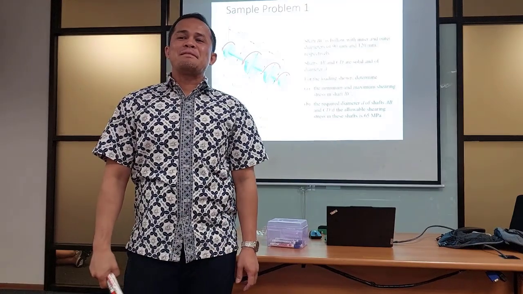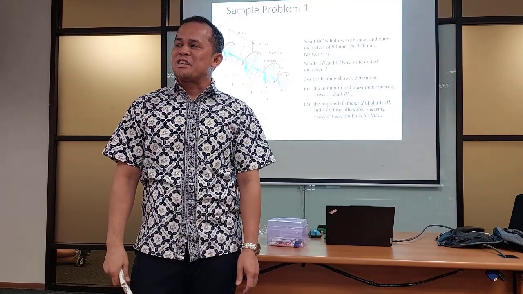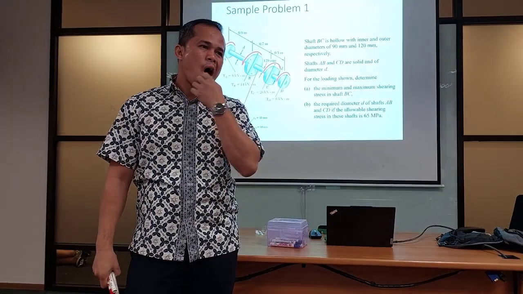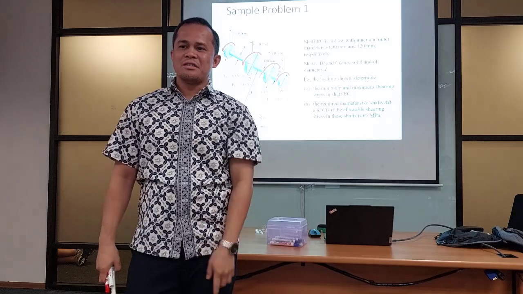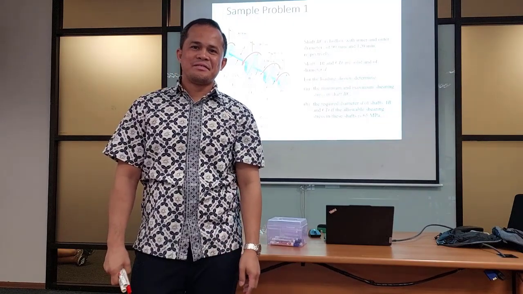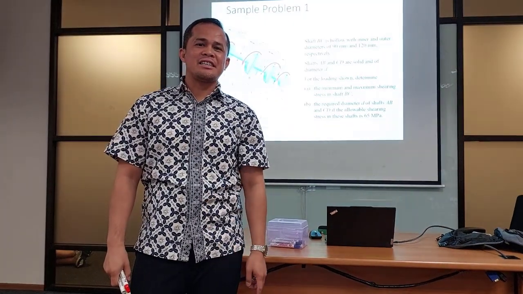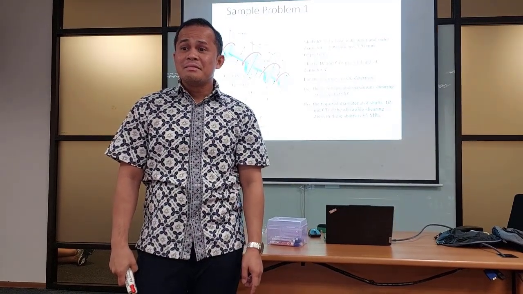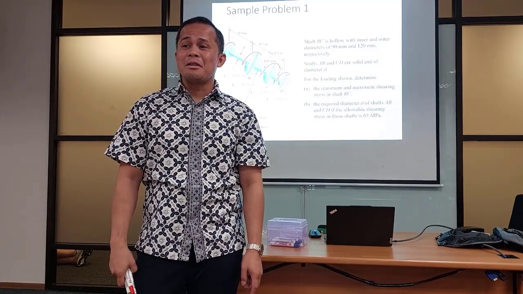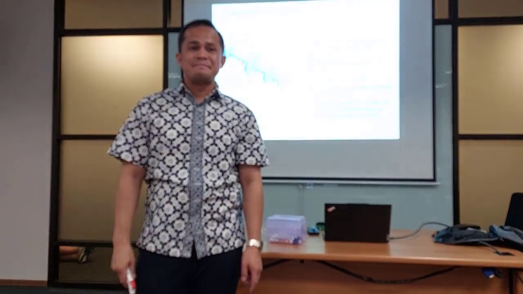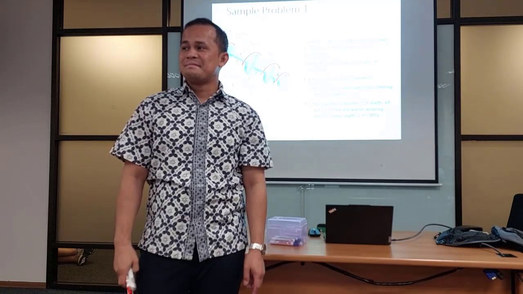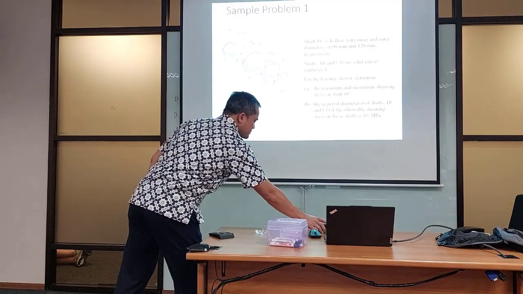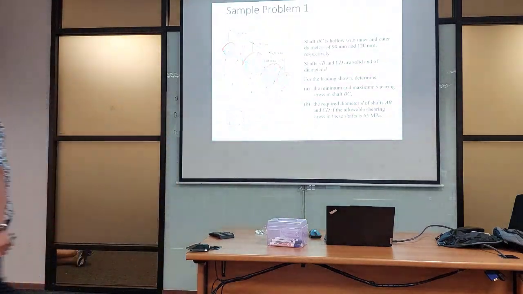This is the same sectioning method as we applied in uniaxial. True, correct, wrong. Okay, ABC. What is the correct answer? Answer 6. What is the internal torque of AB? Dipotong. Yeah, 6.